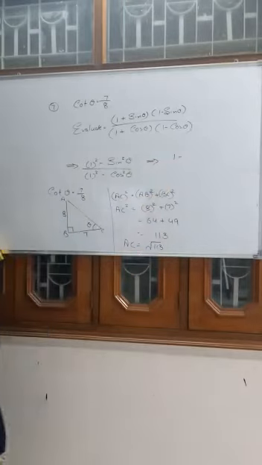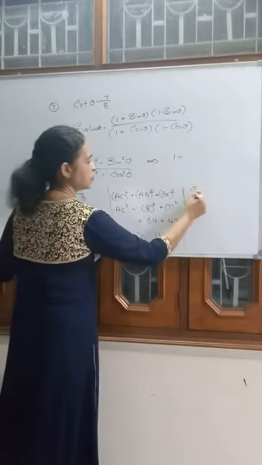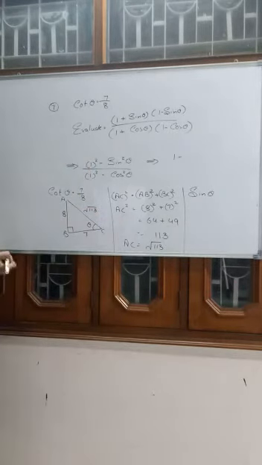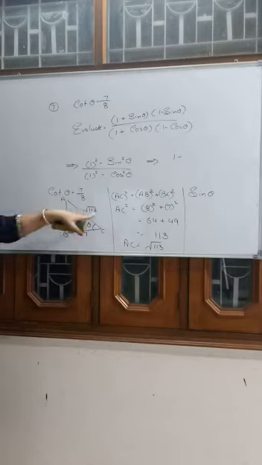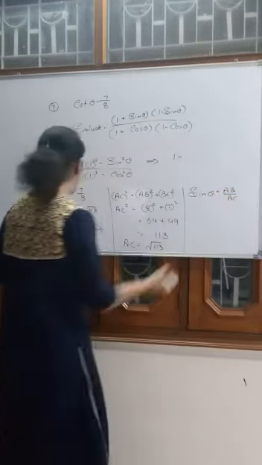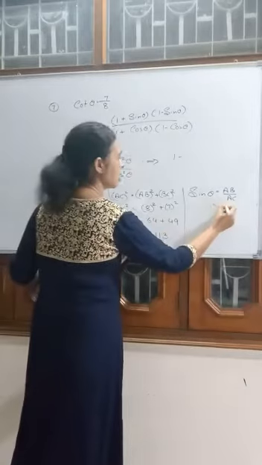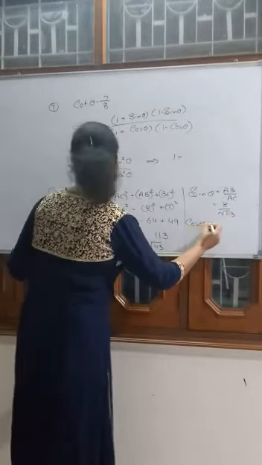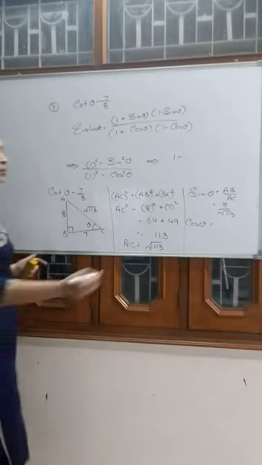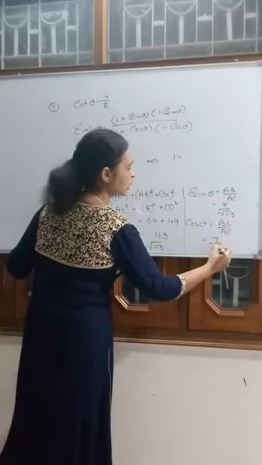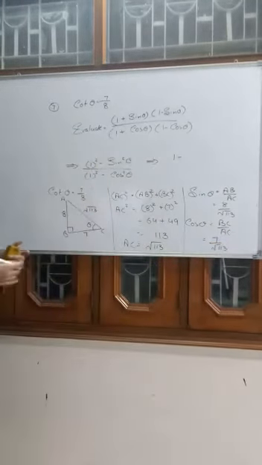What will be the value of sin theta? Hypotenuse is root 113. What is the value of sin theta? Opposite side upon hypotenuse. Which is the side opposite to theta? AB. AB upon AC. AB is 8 units upon root 113. And what is cos theta? Adjacent side upon hypotenuse, that is BC upon AC. This is 7 upon root 113.